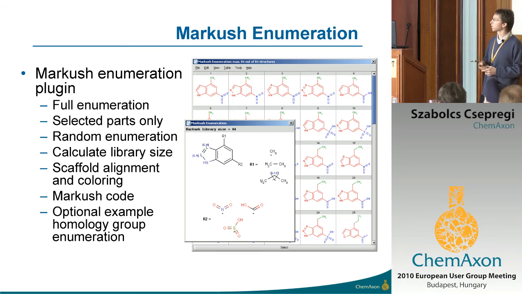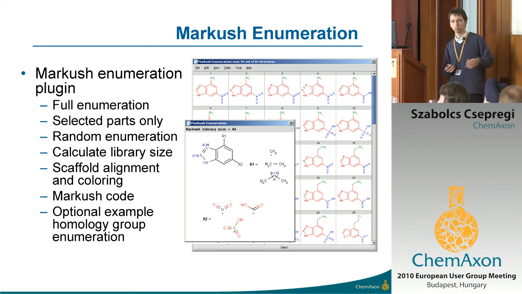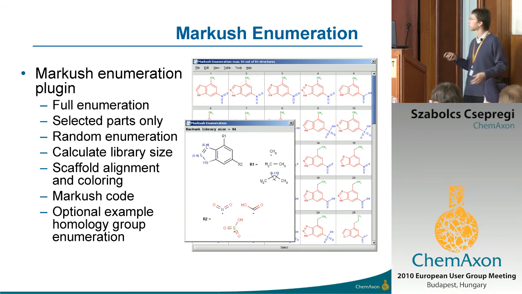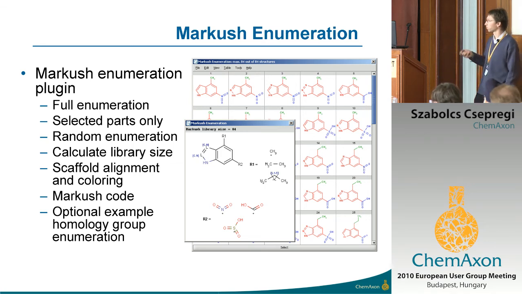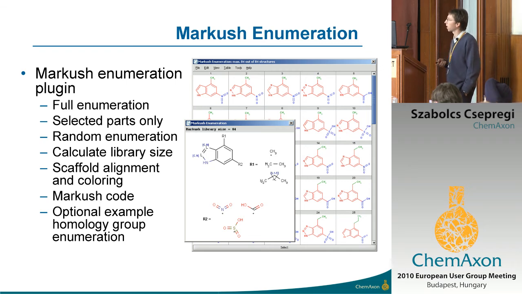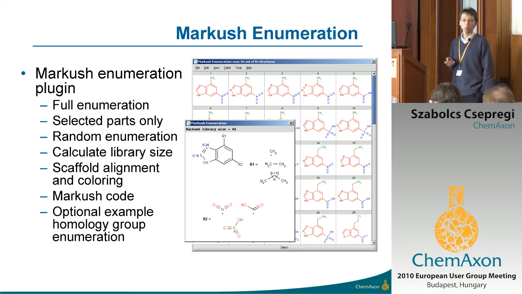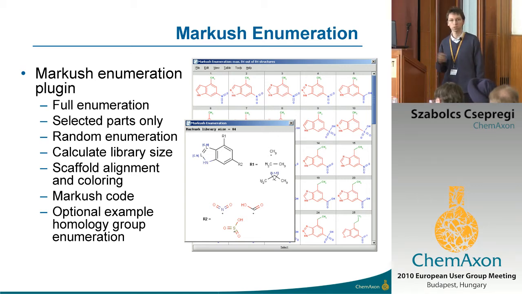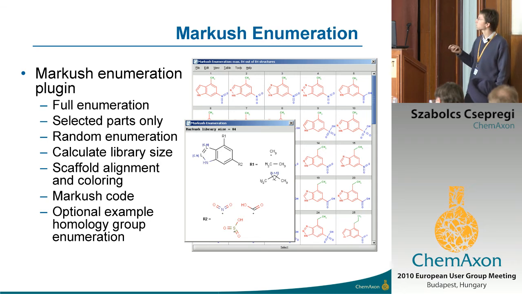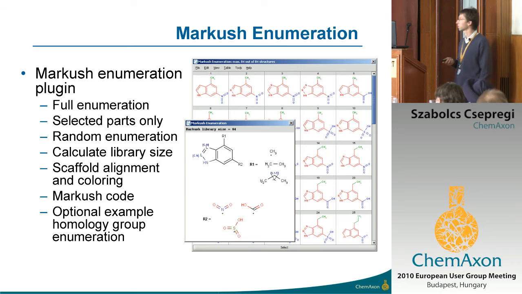We can also calculate the library size. However large this library is, we can tell by the very number how large it is. During the enumeration, we can do alignment of the enumerated structures so that we can refer back to the original Markush structure easily. And we can also color the scaffold and the different R groups with different colors.